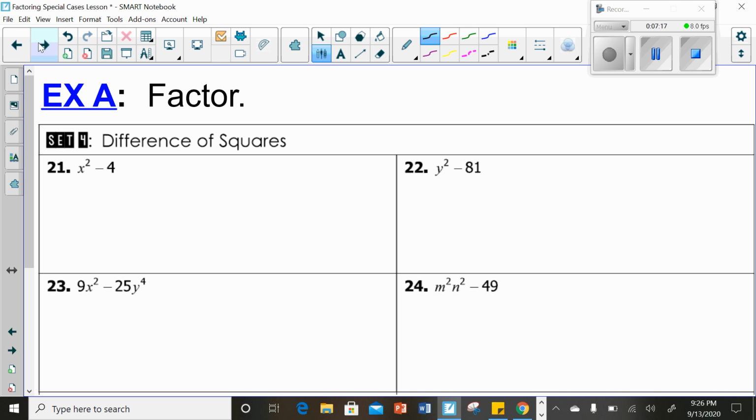So let's try some. You go ahead and pause the video. I want you to use that factor pattern. We've already worked with it a little bit, so I feel like you should be able to do this. So go ahead and use that factor pattern. Actually, maybe I'll just do the first one with you, and then you can pause the video.